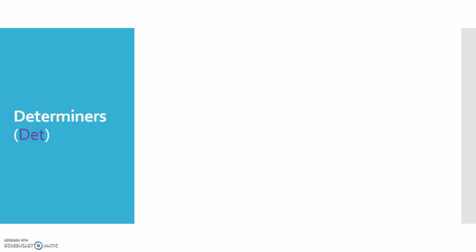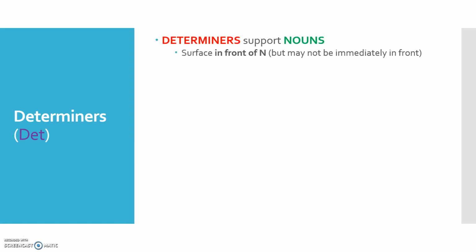Let's start with determiners. What is the job of the determiner? Well, they are there to support nouns, and that is why we find determiners surfacing in front of the noun. Now, it's not always immediately in front of the noun because there could be an adjective or adjective phrase in between, but somewhere soon after a determiner, you know you're going to find the noun that the determiner is supporting.